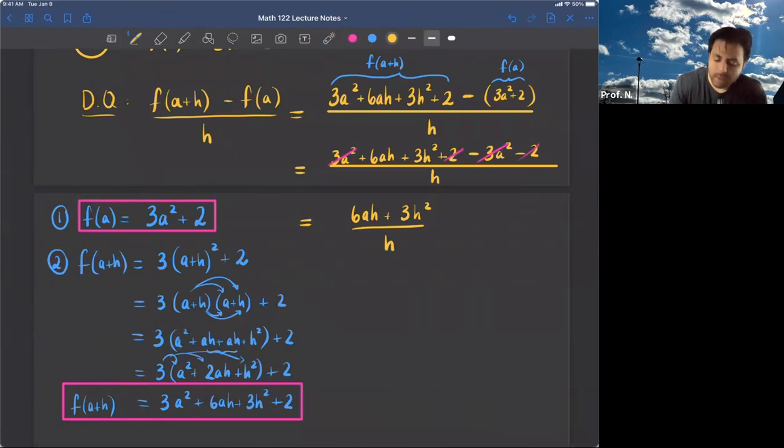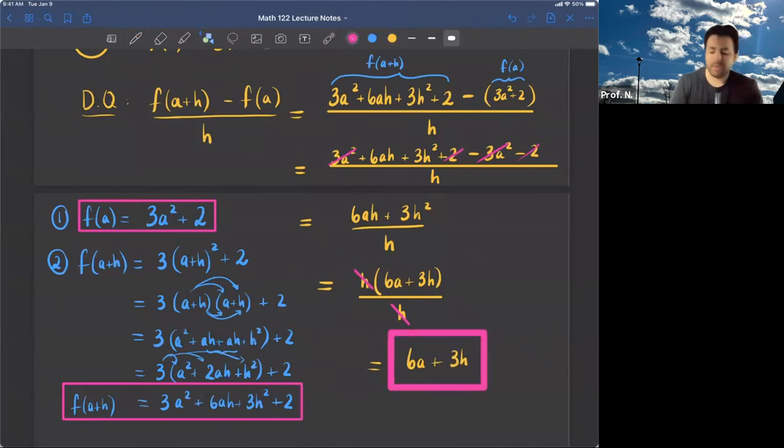Now what I can do is factor out the h in the numerator, and I get h times 6a plus 3h, and all of this is being divided by h. And then what happens with the h's? The h's all cancel out. So I'm left with 6a plus 3h. And this is exactly the difference quotient, that expression at the end.